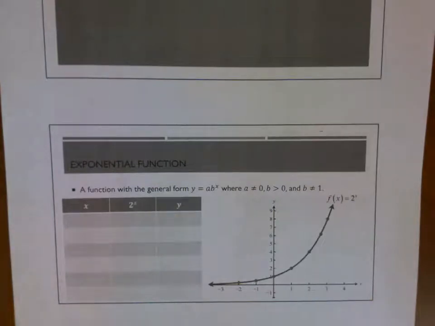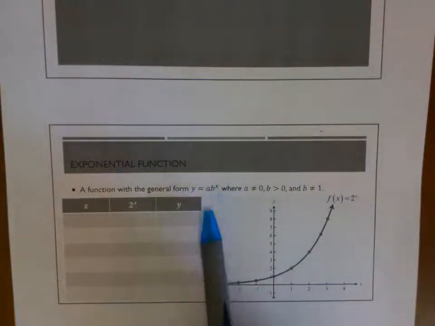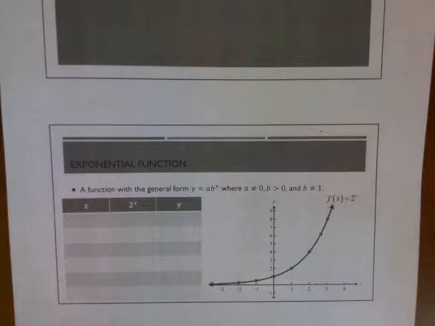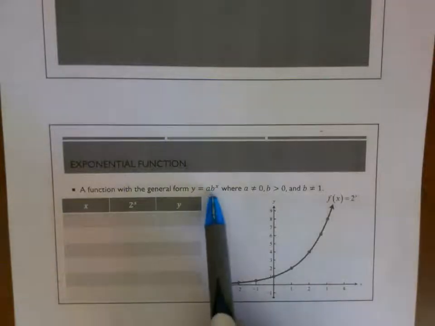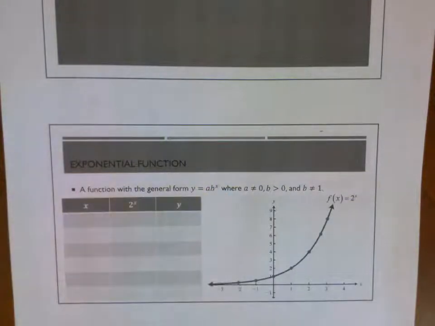We also cannot have b equal 1 because 1 to anything is just 1. And so if I had 2 times 1 to the x, it would end up, again, making a linear equation because you'd have 2 times 1 no matter what value of x you plugged in.